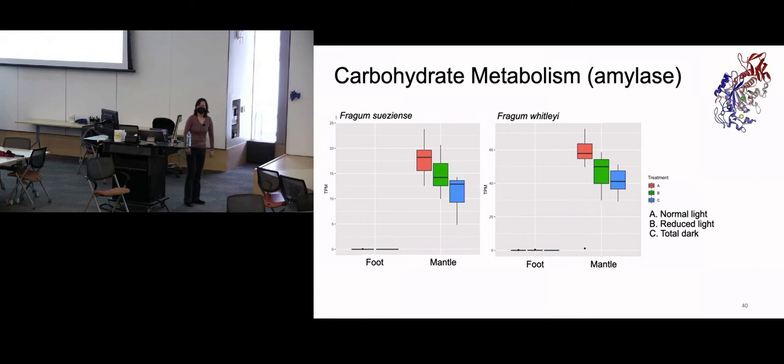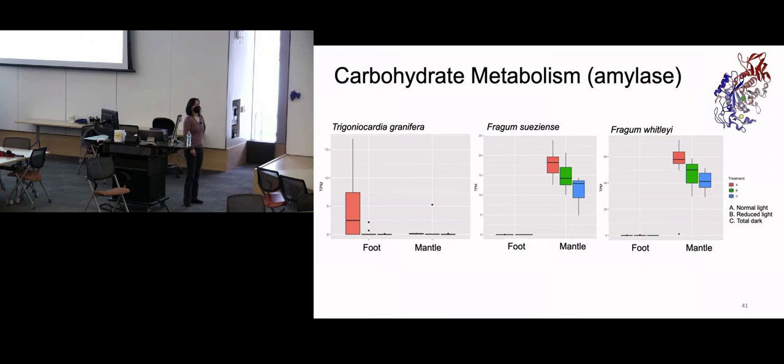And what about the non-symbiotic species? Well, in the mantle tissue, there is very low expression. Again, in the foot, this y-axis is now scaled, but there's low expression of amylase in the foot tissue. There is some, but it does not follow a gradient at all. So this gene really meets all our criteria for being important in photosymbiosis. And it's very exciting that we have these two different lines of evidence supporting amylase being an important gene somehow in the carbon metabolism in this group.